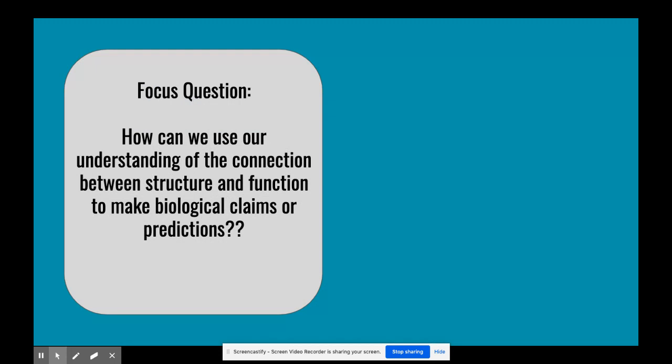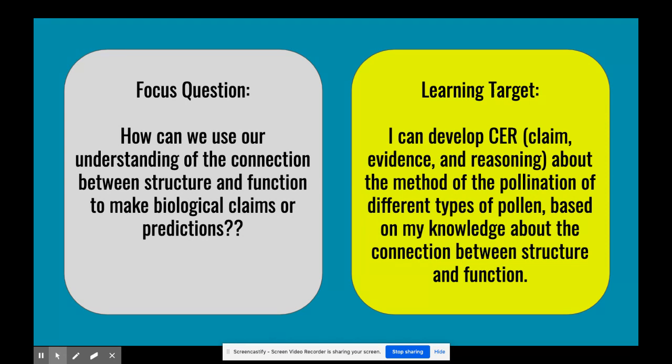Our focus question for this particular activity is how can we use our understanding of the connection between structure and function to make biological claims or predictions? Earlier this week, we've been working on making a connection between how structure influences function. Now we want to build on top of that so that you are developing claims or predictions today. Your learning target involves developing what we call CER, which is referred to as claim, evidence, and reasoning. Your CER today is going to be about the method of pollination of different types of pollen.